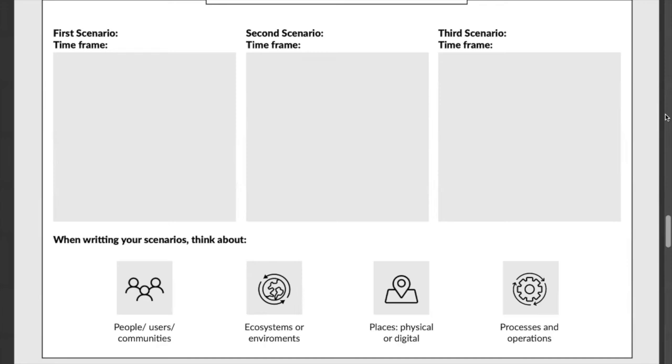And finally, think about the processes and operations. How is the scenario working? How is it relating to other different scenarios? Or how is it relating to the other 2 scenarios? Is it building from the first one to the last one, or are they separate?